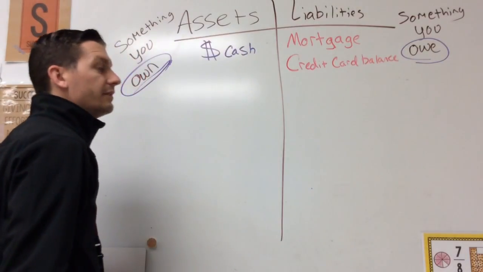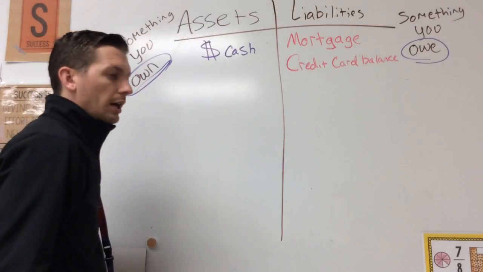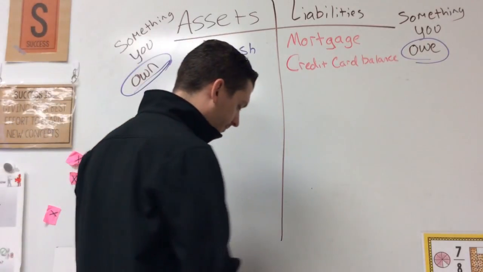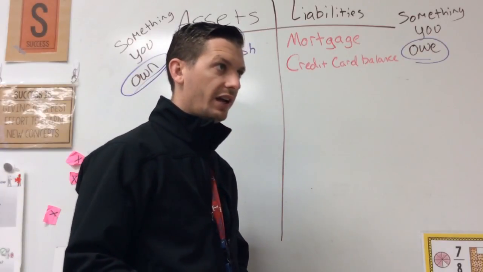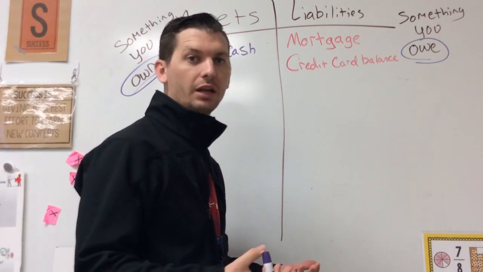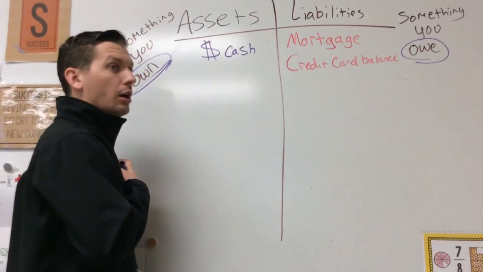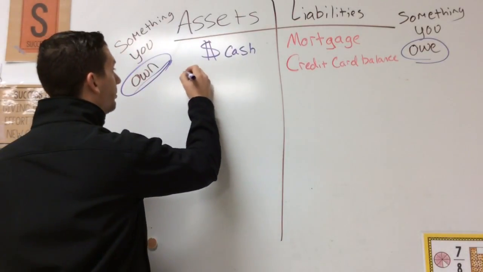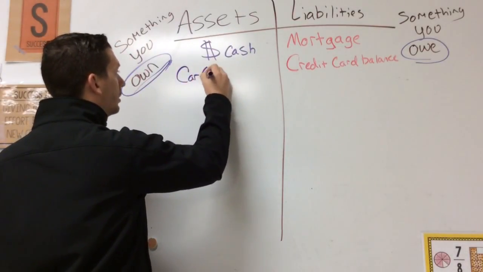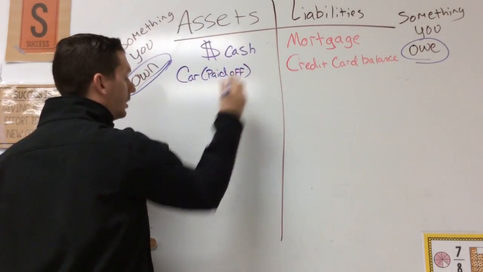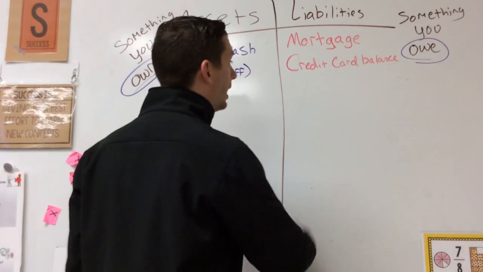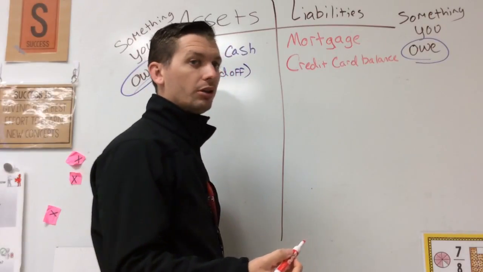Okay, let's think of another one. So let's say that I have a car and I've had it for like 5 or 6 years and I actually paid it all off. Well, now I own that car outright, so that car is going to be mine. But remember, it has to be paid off, because otherwise it's going to be a liability if it's not paid off. That would be called a car loan.